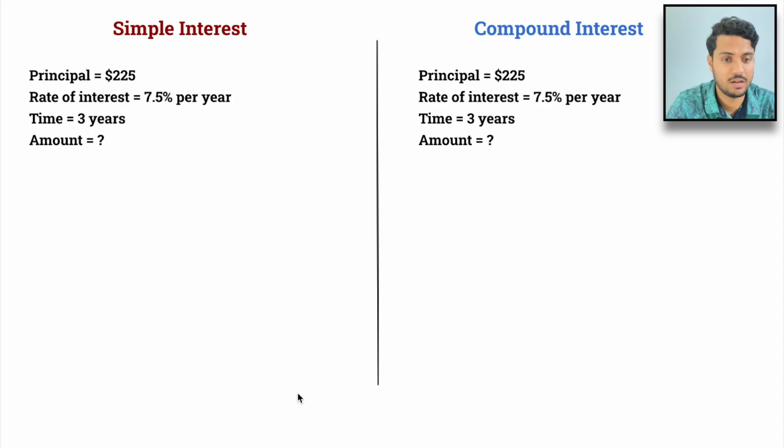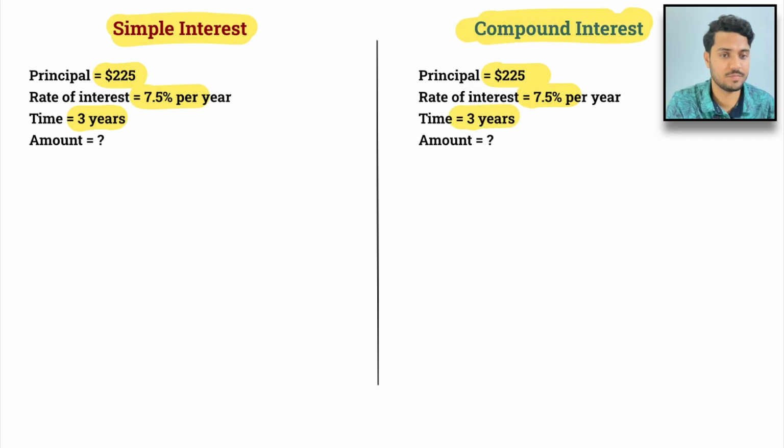So here I have framed a question. Let's say I'm investing $225 at 7% rate of interest for the next 3 years at simple interest, and in the same case $225 at 7.5% per year rate of interest for 3 years at compound interest. Let's see in which case we'll receive more money.